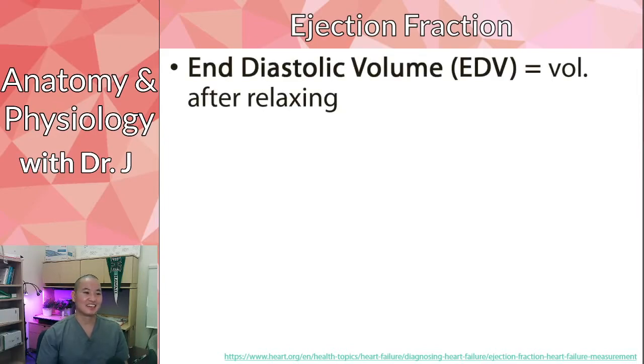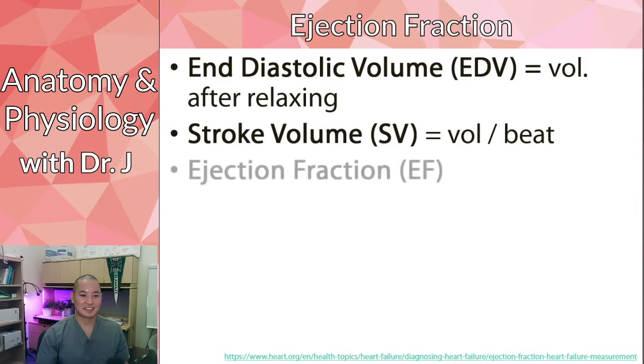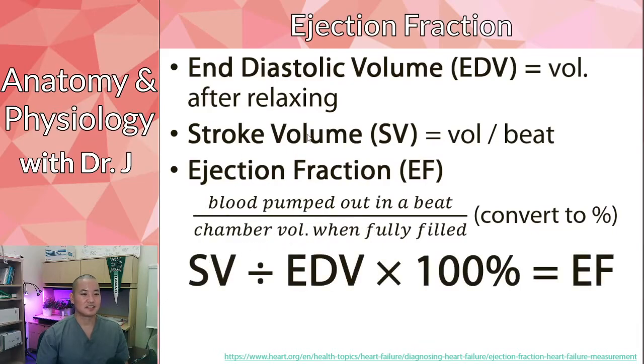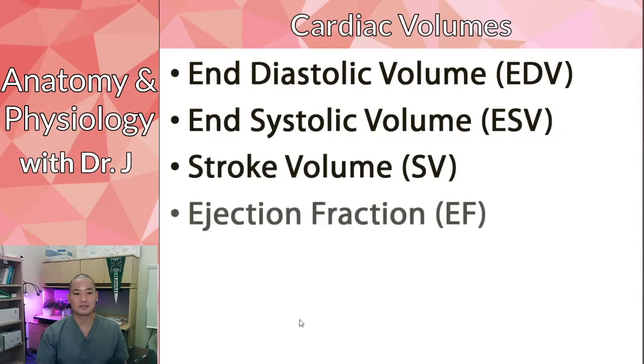So what we have here is that end diastolic volume is the volume after relaxing, and stroke volume. You actually need to use both of these volumes to calculate a measure of cardiac function we call ejection fraction. So what you do is take your stroke volume, divide it by your end diastolic volume, and then convert it to a percentage. Basically, of the blood you fill the ventricle with, how much of it did you actually squeeze out from that ventricle? That is your ejection fraction in your heart. So that's one way cardiologists evaluate how well your heart is functioning. These are definitely the 4 parameters of cardiac function I want you to know in terms of volumes.